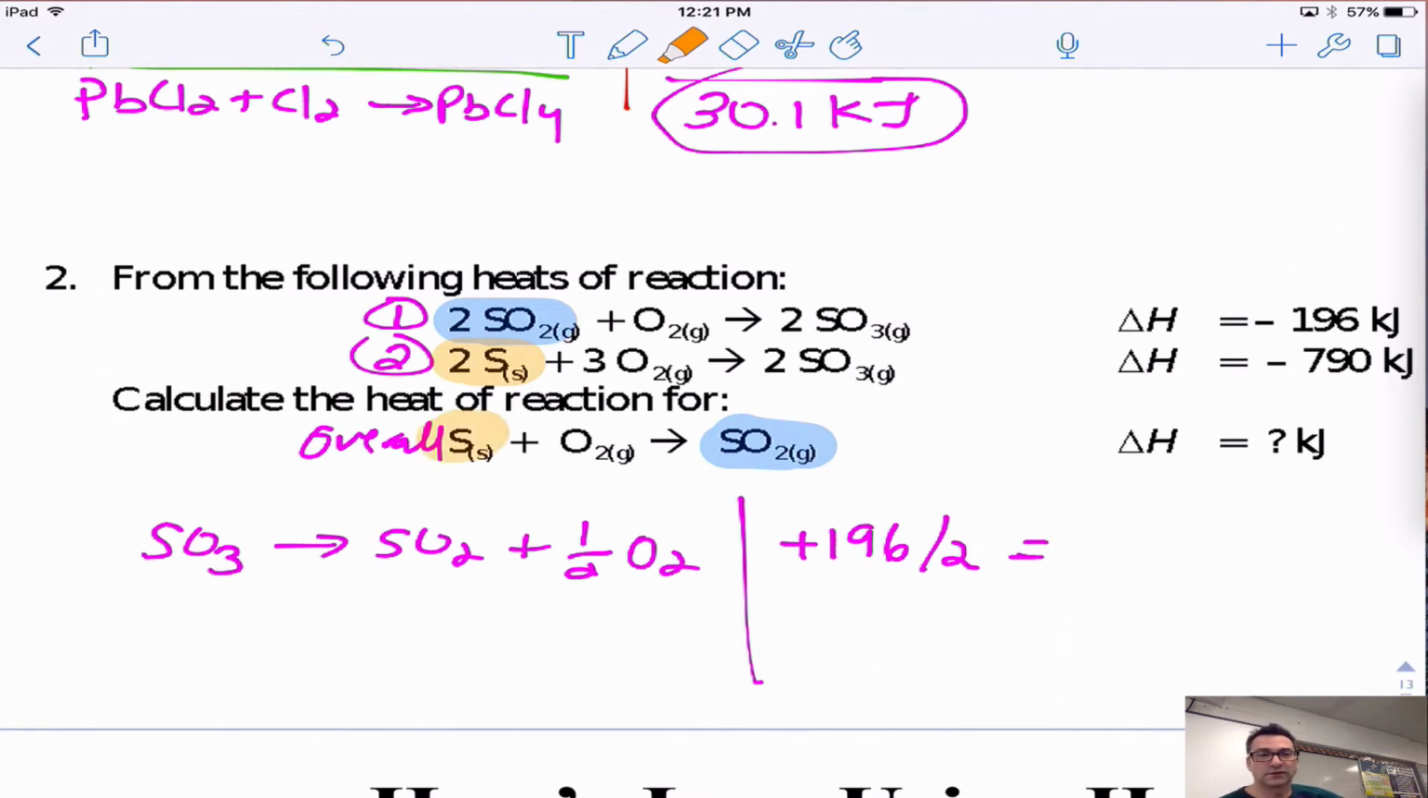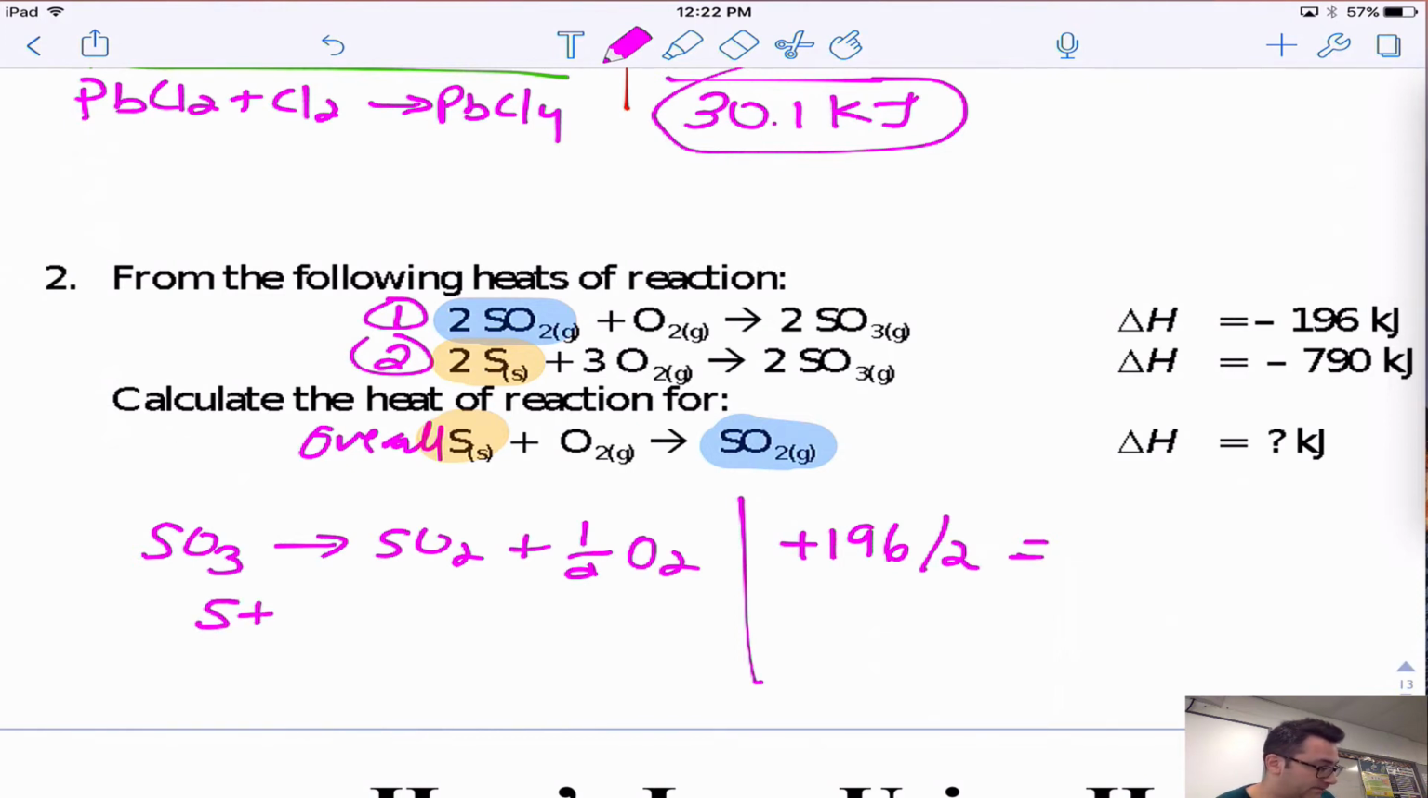I'm trying to look for something that will match up in the processes with the overall and use that as kind of an anchor so that I can figure out how to manipulate my equation. So that second equation has the S that is unique. And again, it needs to be cut in half, but not flipped because it's on the correct side, on the left side. So here we go. Let's go ahead and do that. We're gonna half that reaction.